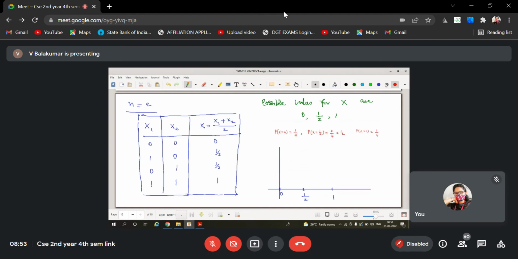Now I'm going to mark those things in this picture. 0 is 1 by 4. 1 also is 1 by 4. Half. For that, the probability is half.